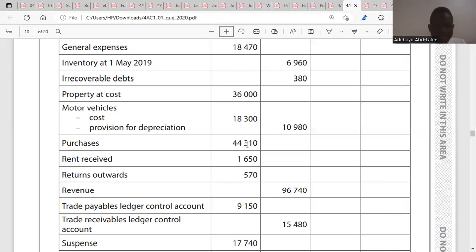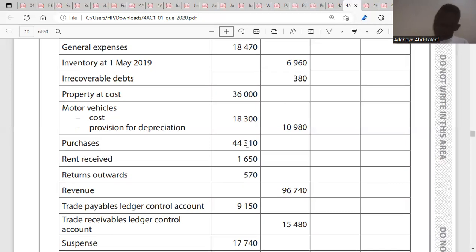All right. Revenue. Revenue is the same as sales. So sales is going to be on the credit side. Purchases is the opposite of sales. Yes or no? So if purchases is debit, sales will be what? Credit. So returns inward will be what? A debit balance. Because sales is a credit balance, returns inward will be what? Debit.